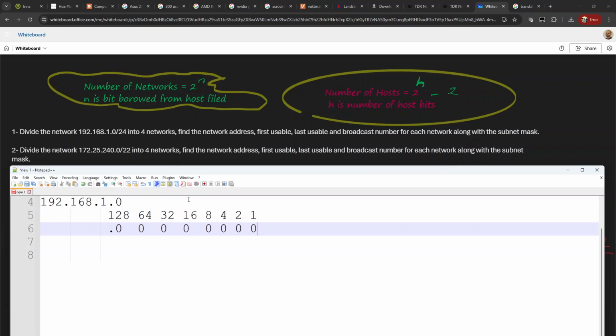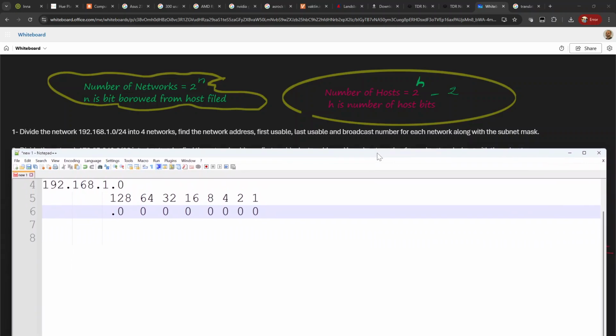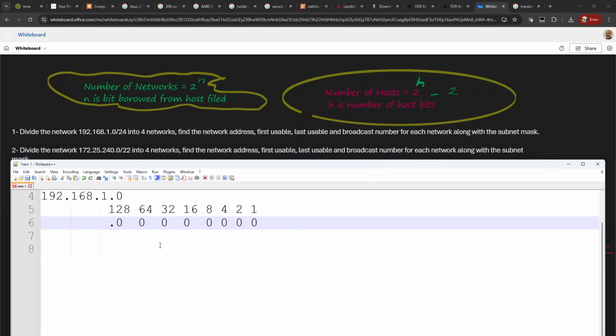Now we're looking for, as I mentioned here, to the power of, we find out the number of bits that we need to borrow. Then I'm going to count. We have 24 bits here, so I'm going to count 25, 26, and then I'm going to draw a vertical bar right here. This will give me the first network.